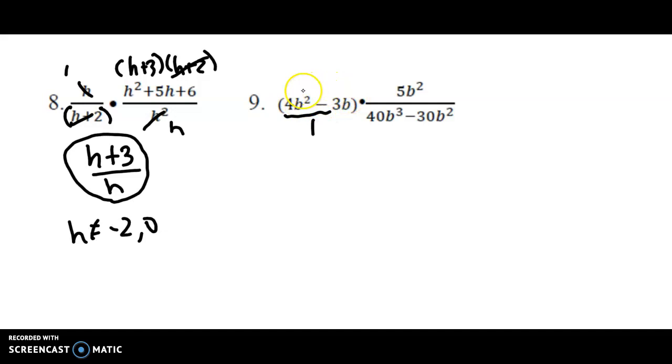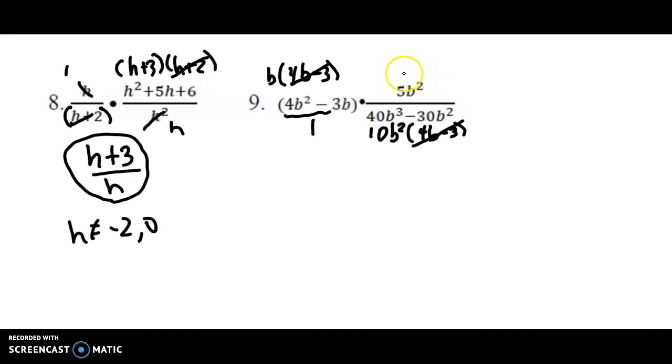So in my top one here, the GCF is b, and we get (4b - 3) times b. Down here, the common factor is 10b squared, and we're left with 4b - 3. And good thing we did it, because I see a common factor, 4b - 3, so I'm going to go ahead and simplify that. Most people here would think that that's done, but I want to show you one more thing.